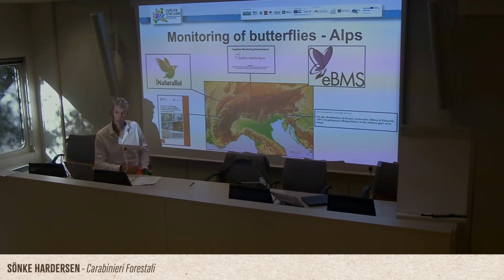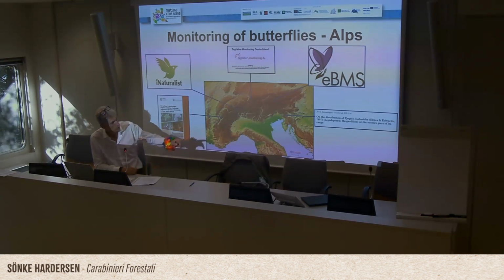I also deal with butterflies. Butterflies are much monitored, especially by specialists and experts. An important group is iNaturalist that collects data of all the Alpine Arch. We've got another project like Tagfalter Monitoring, or another one, EBMS, where some experts are involved. They collect some data about standard insects.